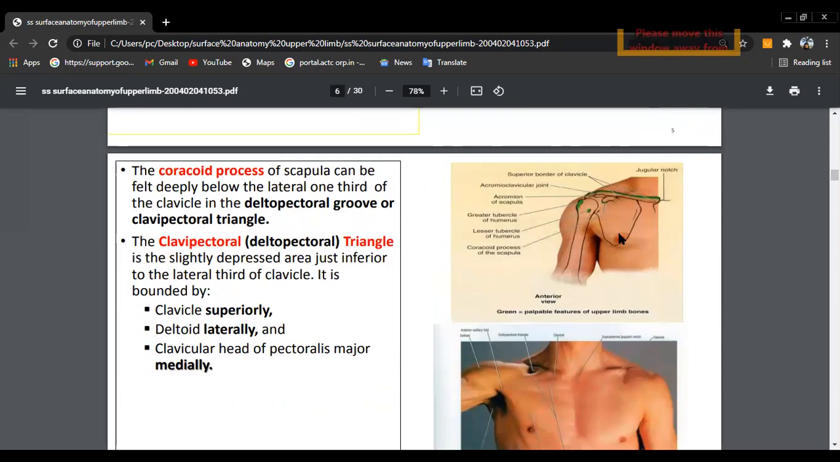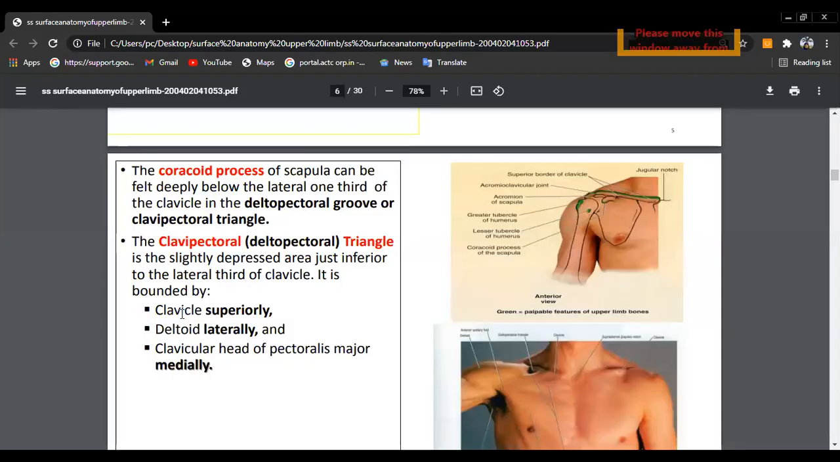Now, if you just observe this picture, you are finding a beak-like projection here, right? Which is nothing but the coracoid process of the scapula. The coracoid process of the scapula can be felt deeply below the lateral one-third of the clavicle in the deltopectoral groove or clavipectoral triangle. Okay.